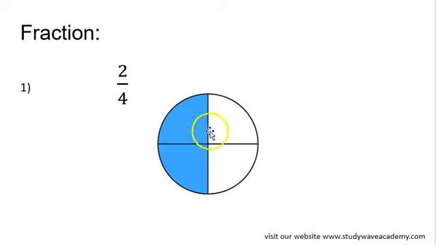Here we have a circle and it's divided into how many parts? 1, 2, 3, 4. And how many parts are shaded? Let's count. 1, 2. 2 parts are shaded. Remember, the numerator represents the shaded parts, and here we have 2 parts shaded, and the full circle is divided into 4, which is the denominator. So we have 2/4. 2 parts are shaded. Okay, and the circle is divided into 4. I hope we understood, right?